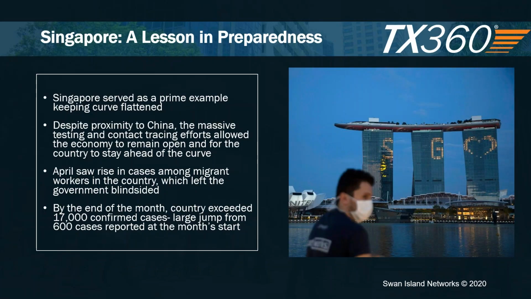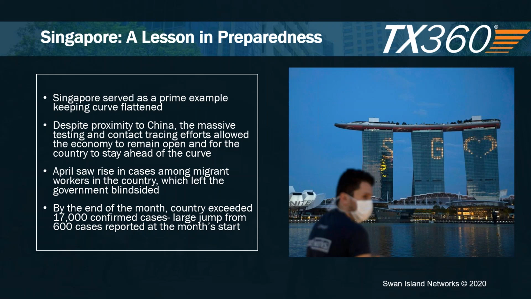Singapore can provide us with a lesson in preparedness. At the outset of this outbreak, Singapore served as an example in how to keep the curve flattened. Despite its proximity to China, the country undertook massive testing and contact tracing efforts, which allowed the economy to remain open throughout this outbreak. But then in April, the tables slightly turned when an unprecedented rise in cases amongst migrant workers in the country suddenly appeared, leaving the government blindsided.